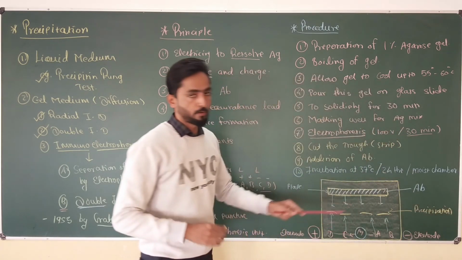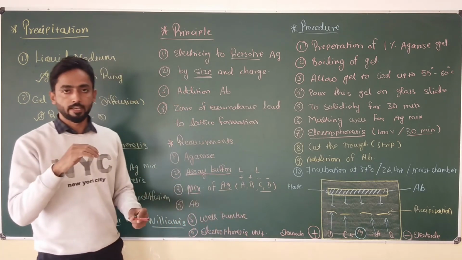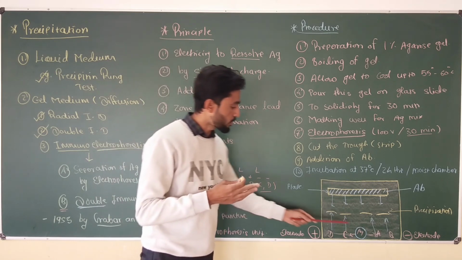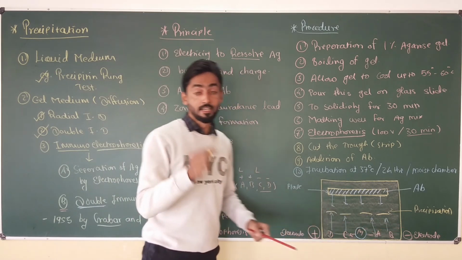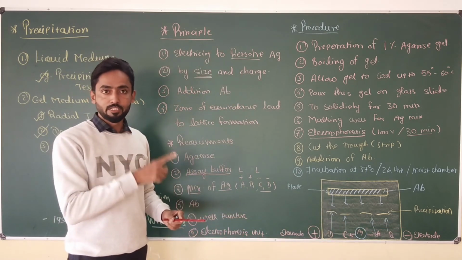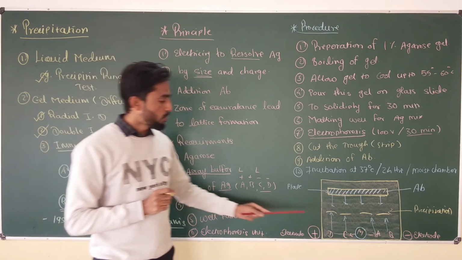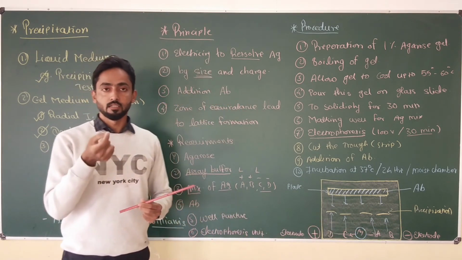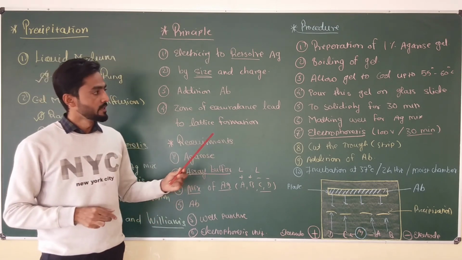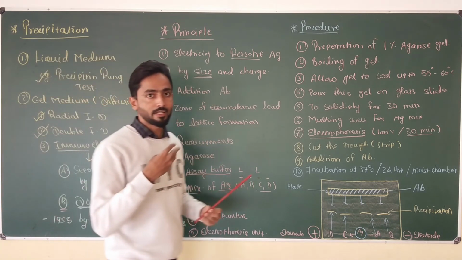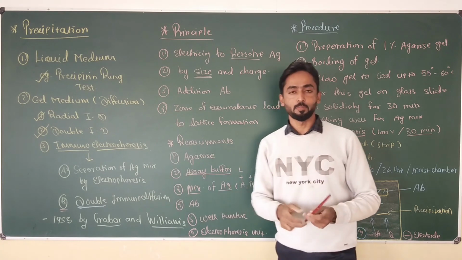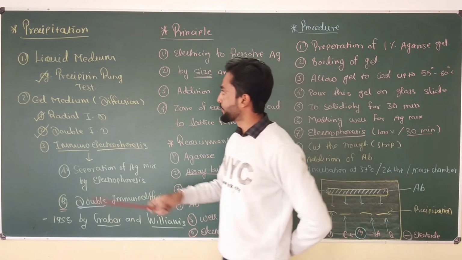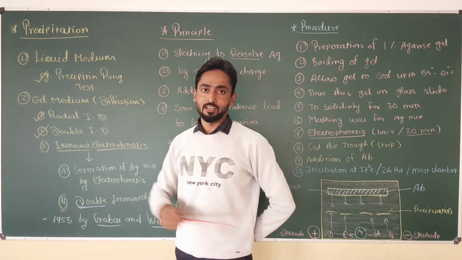And depending upon the shape of the precipitation line or its intensity, we can finally make a conclusion about the concentration of each type of antigen present in the mixture, as well as we can conclude what type of charges the antigens have in the mixture. Okay, so this is the technique which is frequently used for separation of different antigens from the reaction mixture. Okay, in this way we have finished with the precipitation reaction.